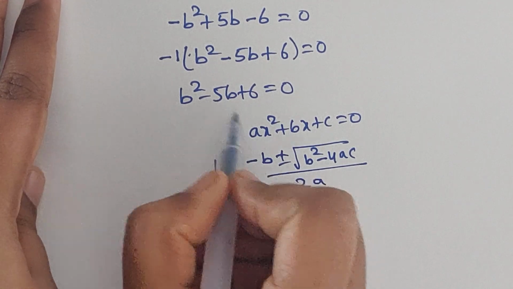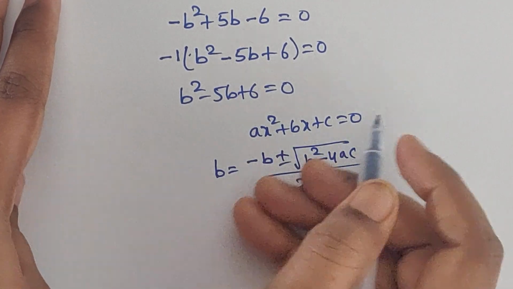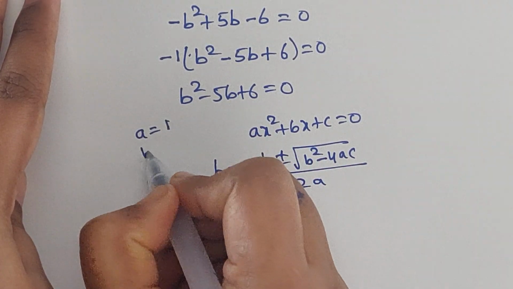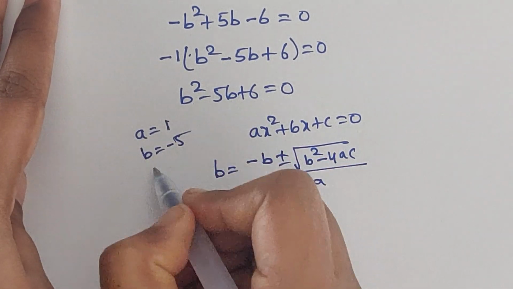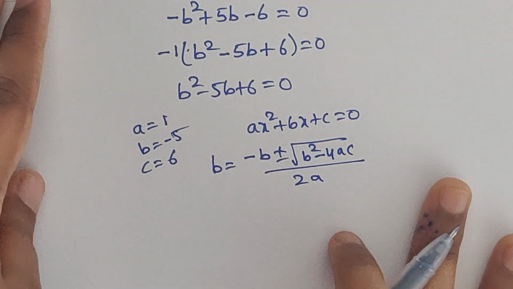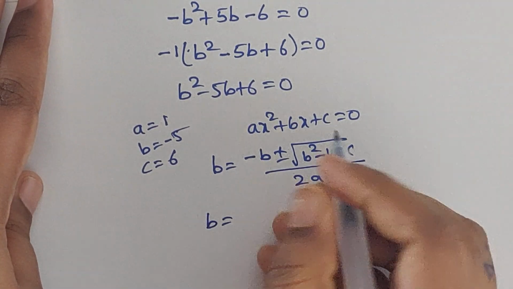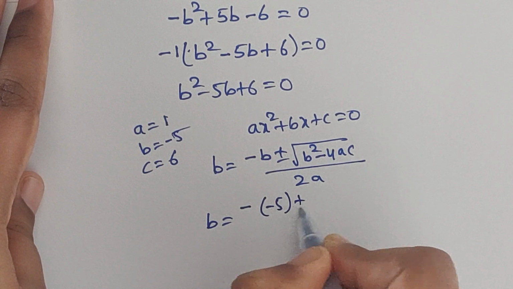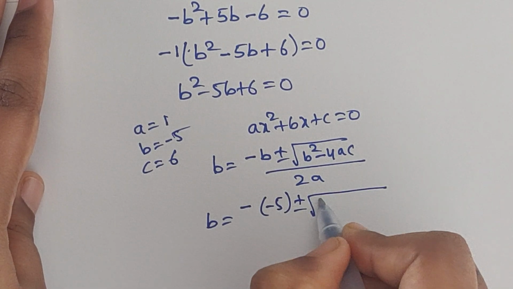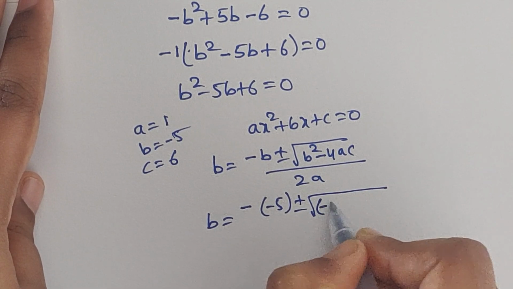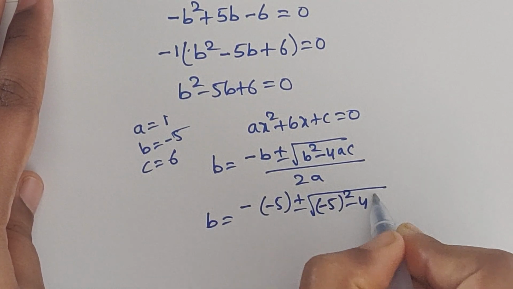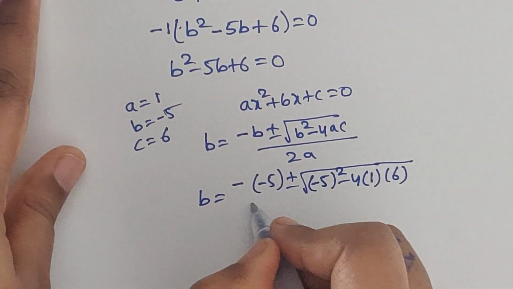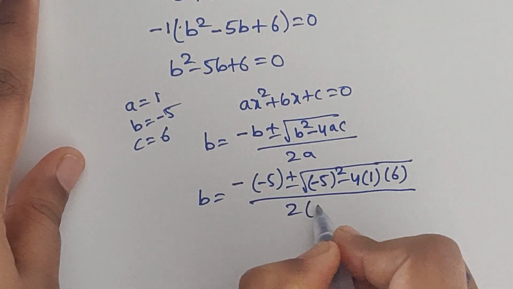So now compare these two equations and write the values of a, b, c. So what is the value of a? a equal to 1, b equal to minus 5, and c equal to 6. Okay, so b equals minus b, that is minus minus 5, plus or minus square root of b square, minus 5 whole square minus 4, a value is 1 and c value is 6, divided by 2 and a value is 1.